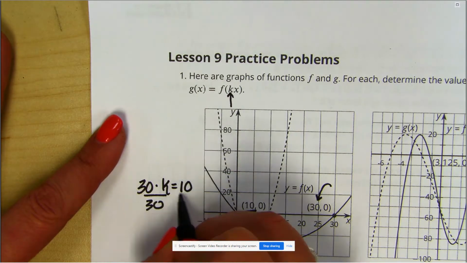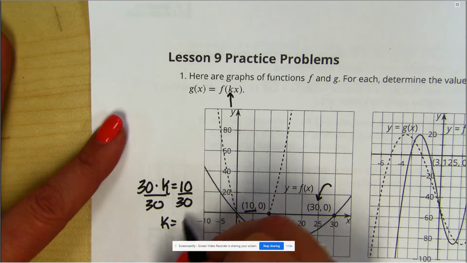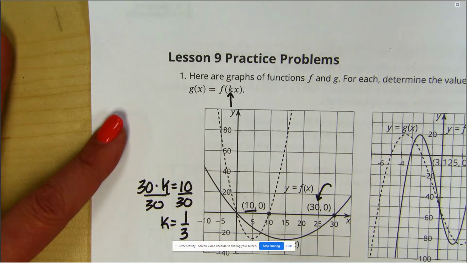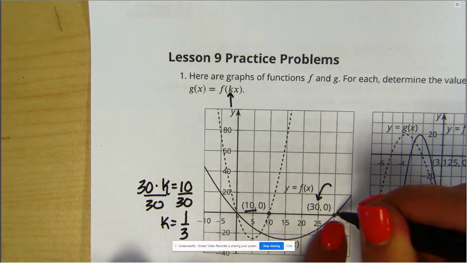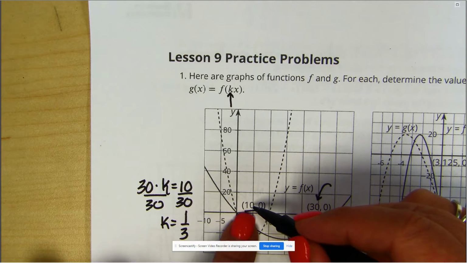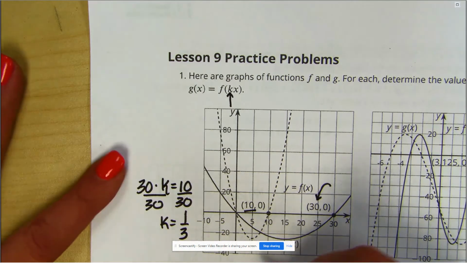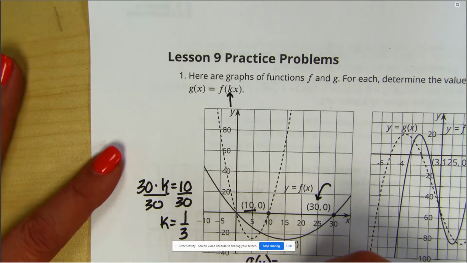Divide both sides by 30. We can see for this first one, it's a scale factor of 1/3. G's answers are the same as F at 1/3 horizontally. So I'm going to write G of X equals F of 1/3 of X.